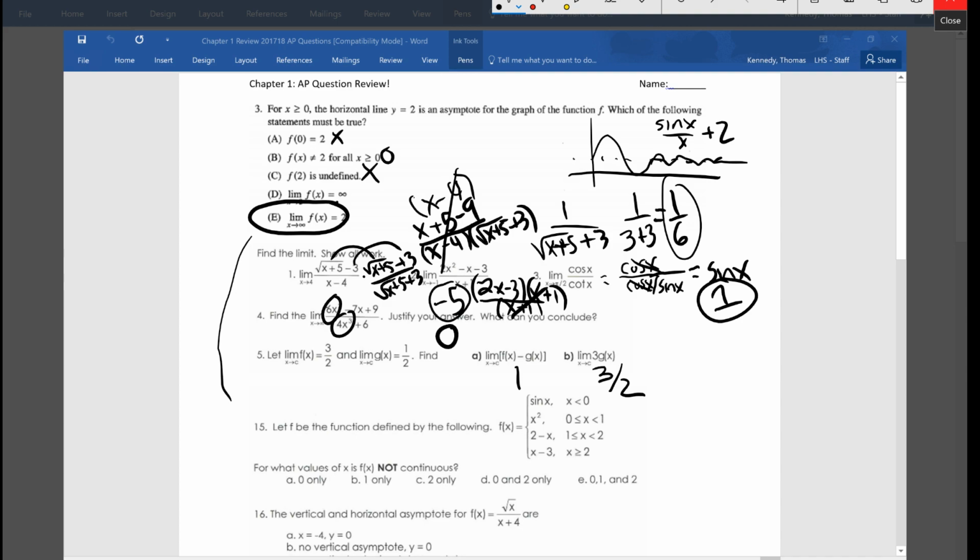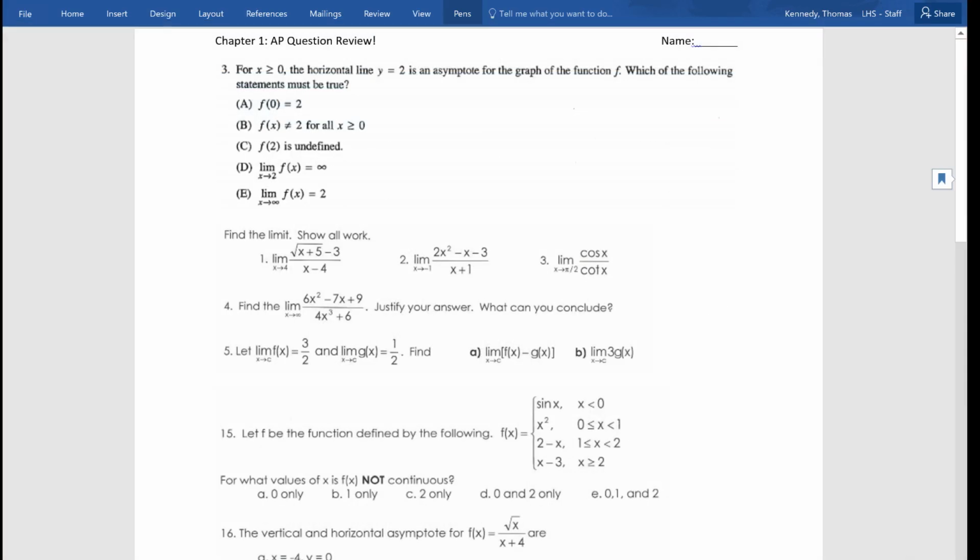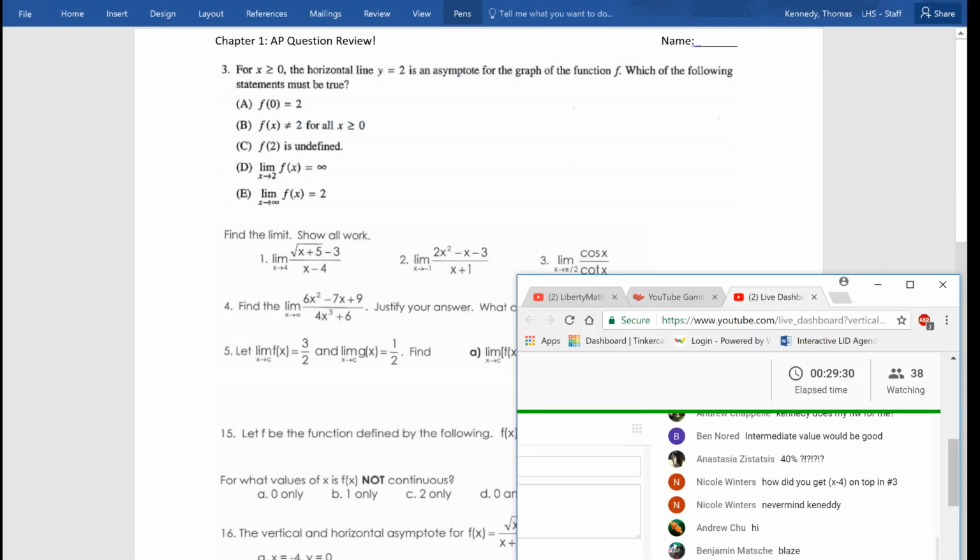Alright. Let's check on the chat here. Oh, never mind, Kennedy. That's good. Whew. Intermediate value would be good. Kennedy does my homework for me. Yeah, rip.